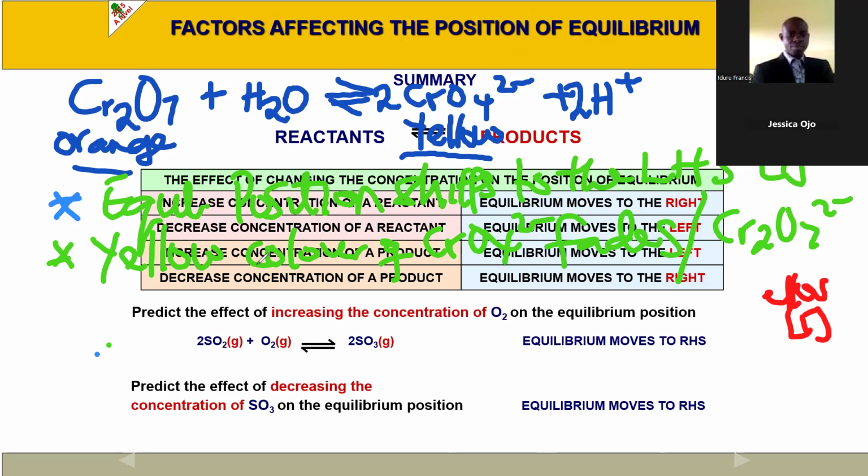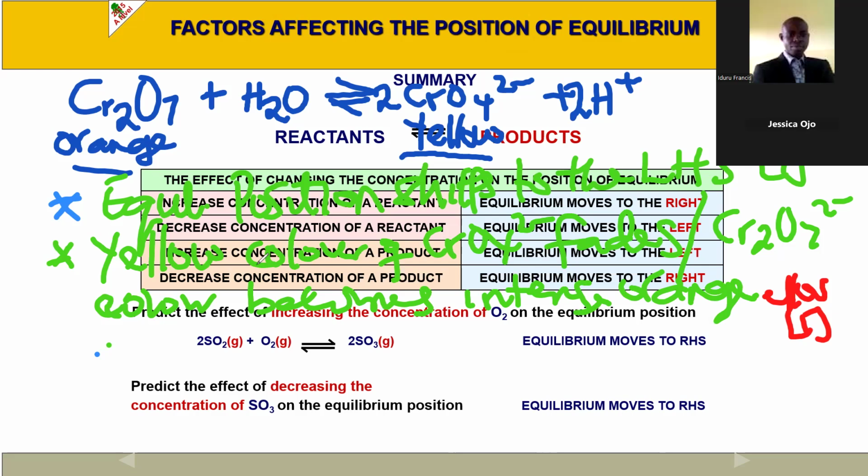Cr2O7 2- color becomes intense orange. The orange color becomes much more intense. Or you can simply say that the color of the reaction mixture becomes more orange. That summarizes the whole thing together. But technically, the yellow color will fade and the orange color becomes more orange, or much more intense.